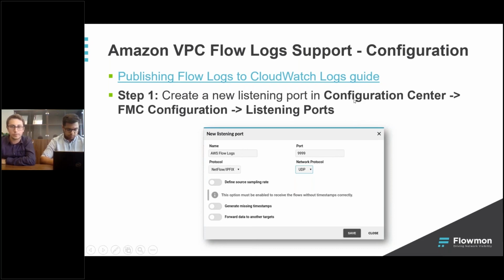So, of course, first of all, you have to do all the things in Amazon to enable the flow logs to be published to CloudWatch. There is a guide from Amazon that is available. But in Flowmon, it's very simple. All you have to do is create a new listening port on the configuration center, where you define a new port basically for these flow logs to be received on.